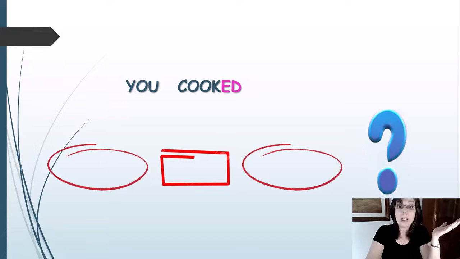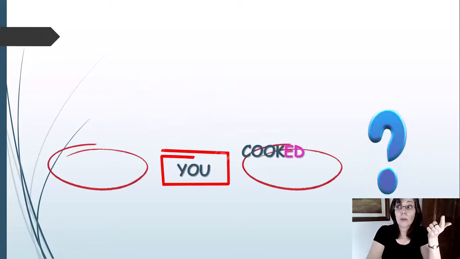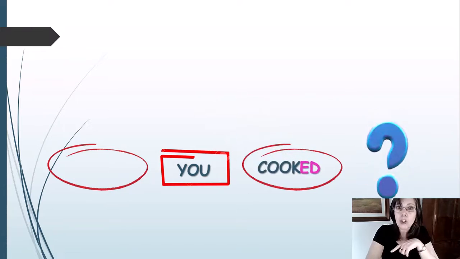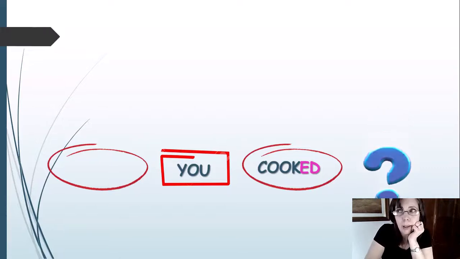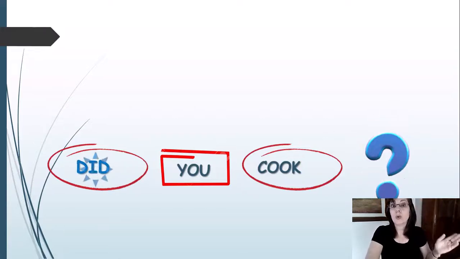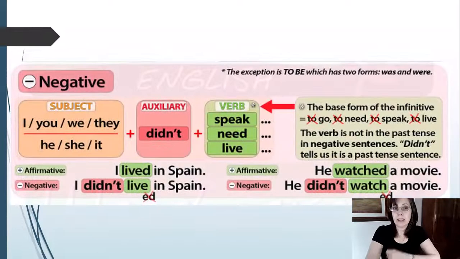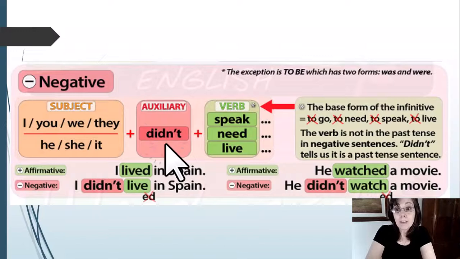But in English, I need the sandwich. So you, no problem. And cooked, that's all right. But then, help. And again, I need the auxiliary. What is the auxiliary for the past? Yes, I know you remember. Did. Beautiful. So did you cook? But that did absorbs the past of the verb. Did you cook? Yes, I did.